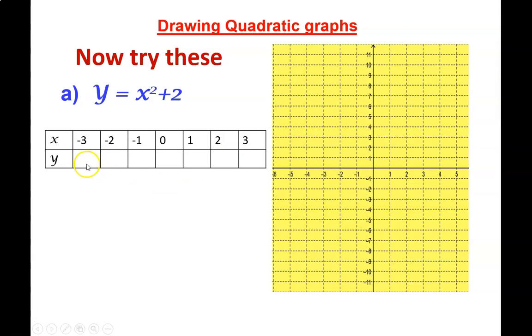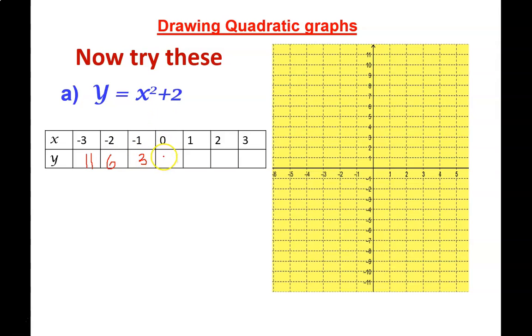Okay, I think you have tried, so let's fill it together. Here we got minus 3, so minus 3 squared is 9. 9 plus 2 is 11, so we got here 11. Here I got minus 2. Minus 2 squared is 4. Plus 2 is 6. Here I got minus 1, and 1 squared is 1. Plus 2 is 3.